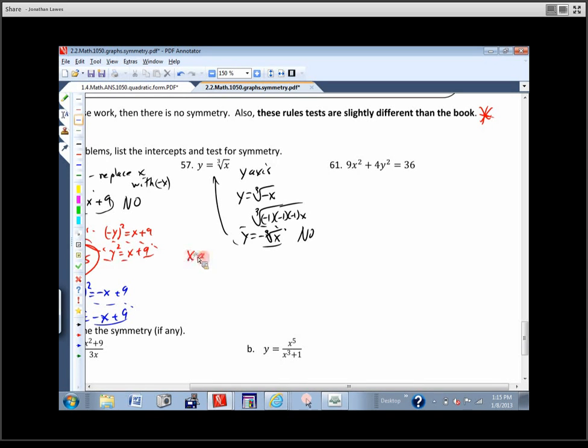X-axis. Replace y with negative y. Any simplifying you can do there? Nope. Is it the same as the original equation? Nope. So the answer is no. And then let's take a look at the last one. Symmetry with the origin.